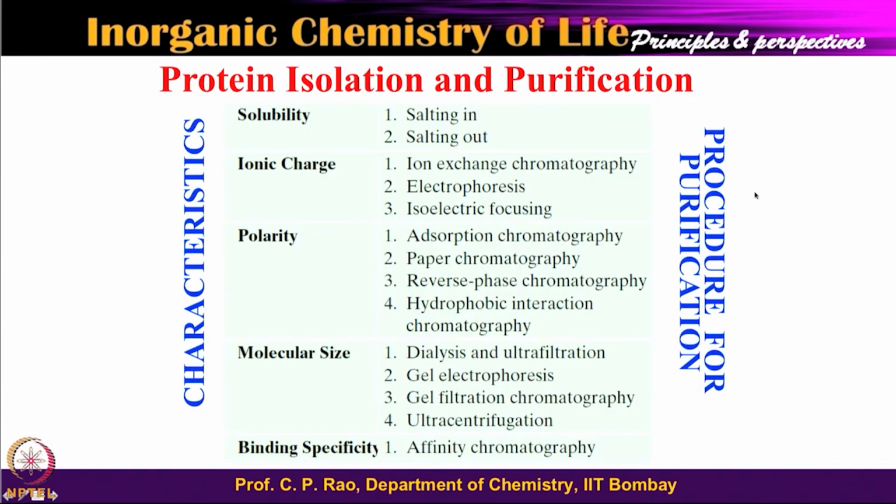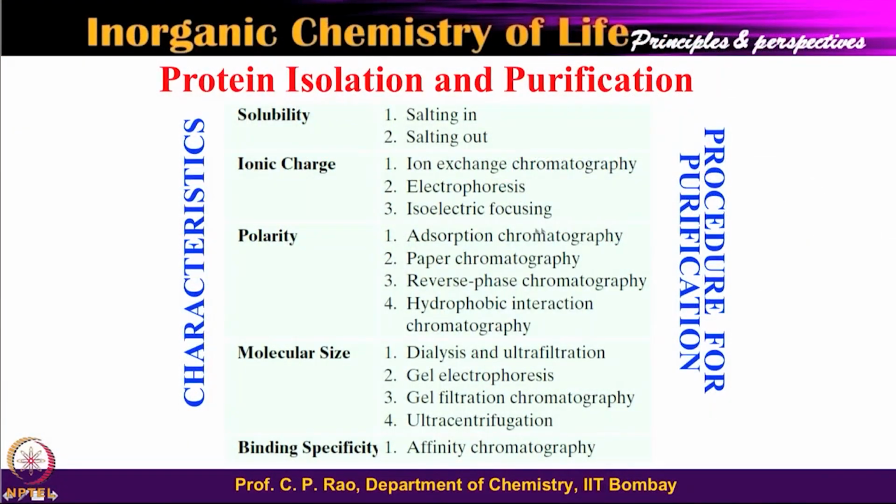And you know that there are a lot of protein techniques: protein solubilizing, protein salting out. Salting out means bringing the protein out and taking the protein in, kind of things. So, based on ionic charge: ion exchange chromatography, electrophoresis, isoelectric focusing, a variety of things. These could even be based on polarity: adsorption chromatography, paper chromatography, reverse phase chromatography, hydrophobic, a variety of these things. Based on size or molecular weight: dialysis, ultrafiltration, gel electrophoresis, gel filtration, ultracentrifugation, a variety of techniques are there.